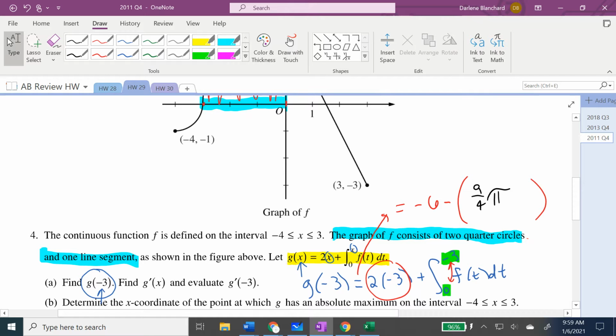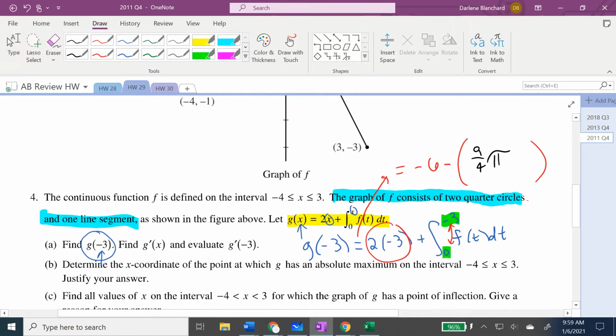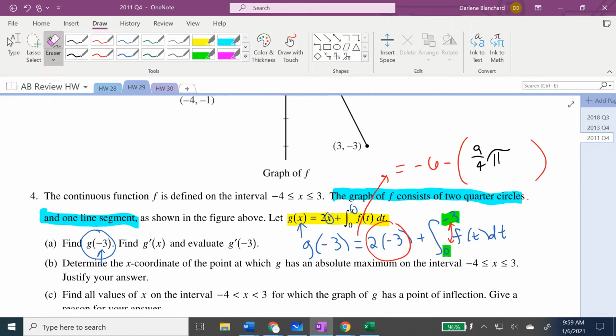The next thing it's asking me to do is find g prime of x and then evaluate g prime of -3. I'm going to erase what I have for g of -3. Let me know if you need me to not erase.